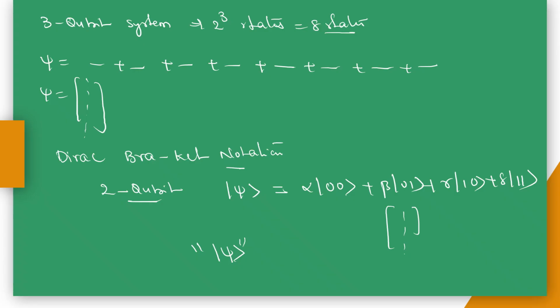That is why the Dirac bra-ket notation is a simplified and universally accepted mathematical language of quantum mechanics. It simplifies the representation and manipulation of quantum states, especially for complex multi-qubit systems. Now, coming to the exact meaning of Dirac bra-ket notation. First, I'll discuss the meaning of ket.